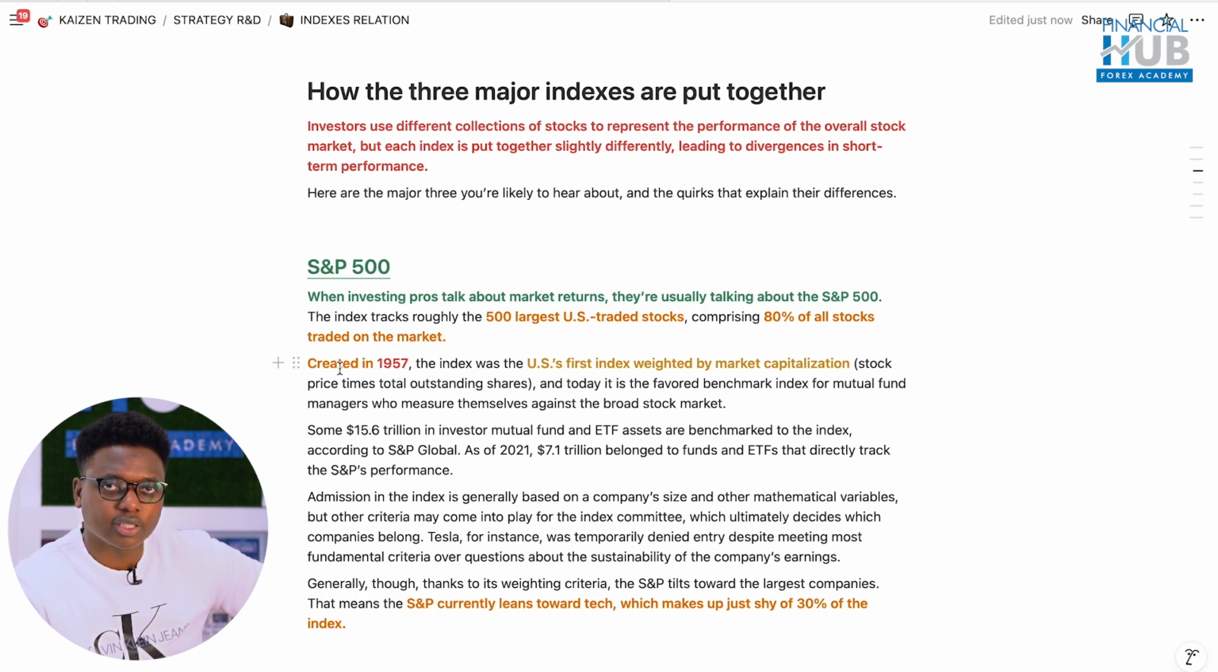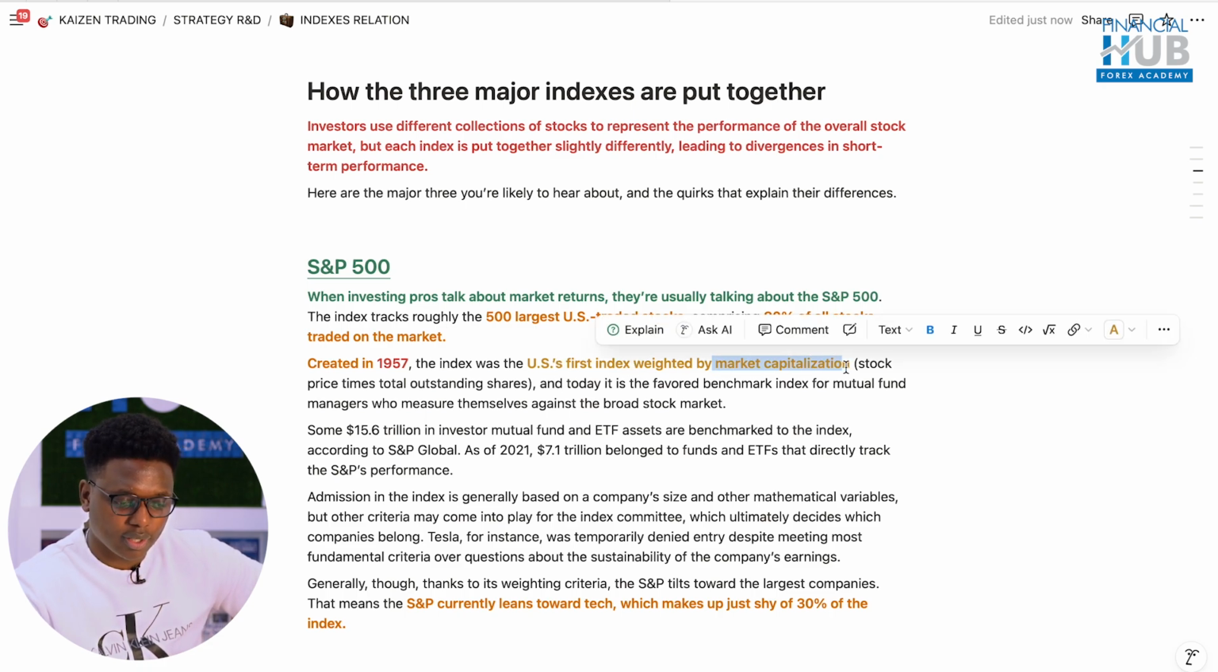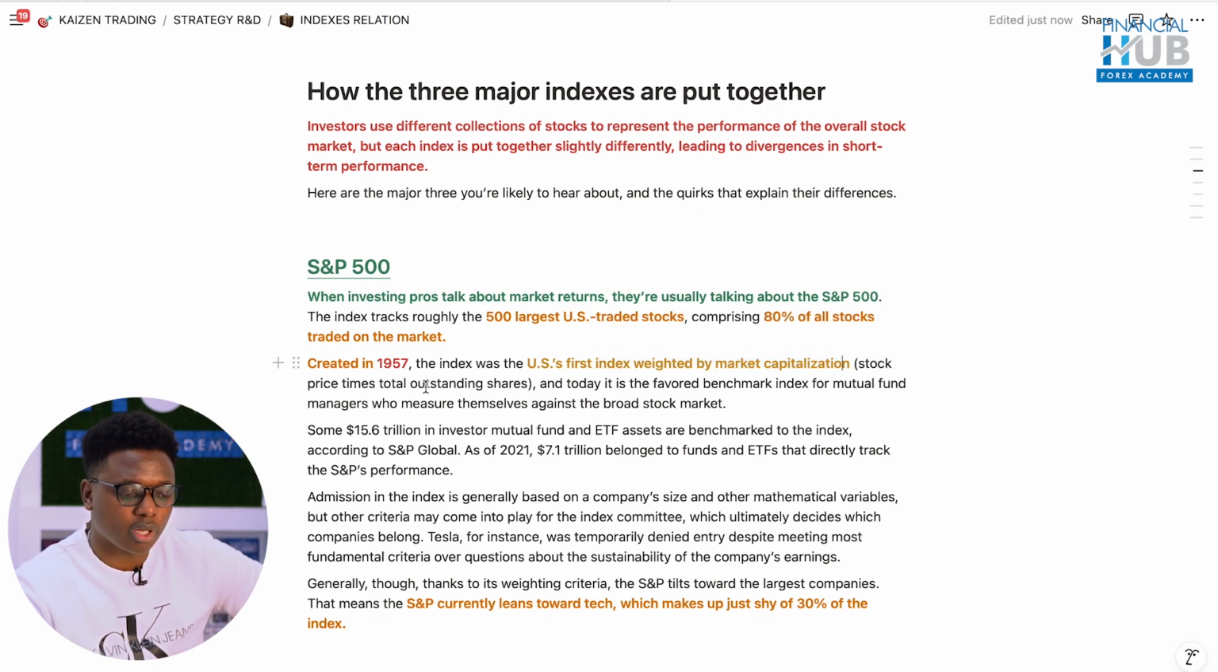It is important to understand where we're coming from so that you can understand why these markets move in a certain way. The index was the US's first index weighted by market capitalization. Market capitalization is basically the stock price times the total outstanding shares.